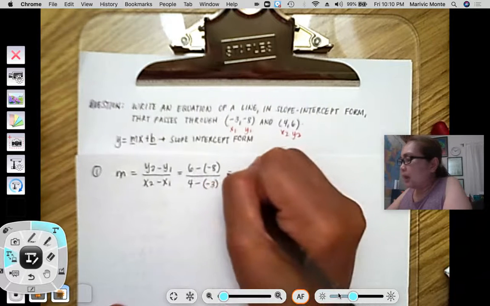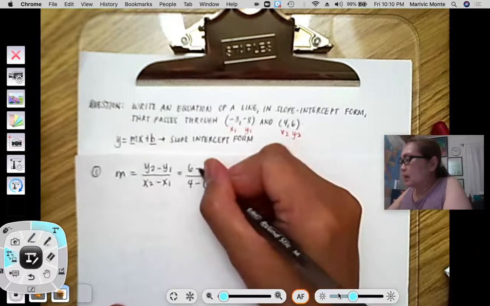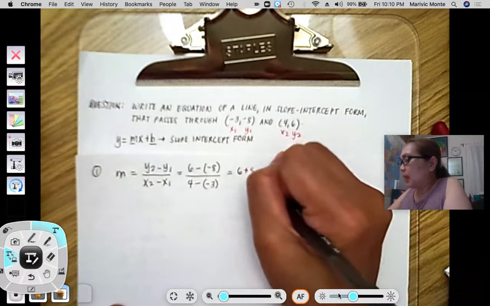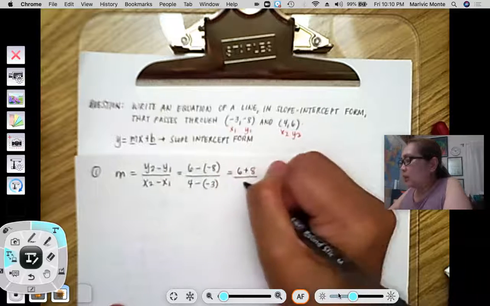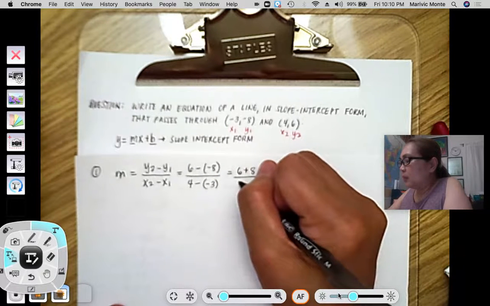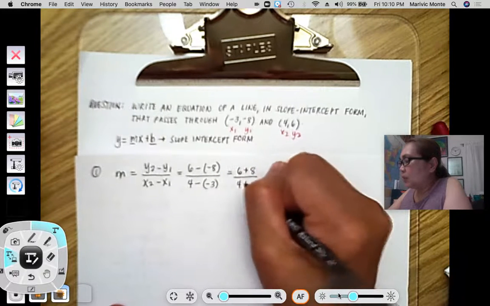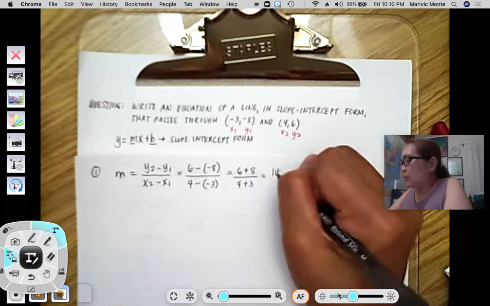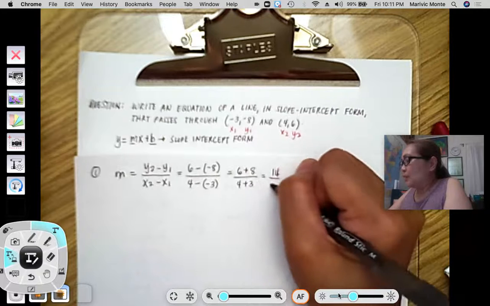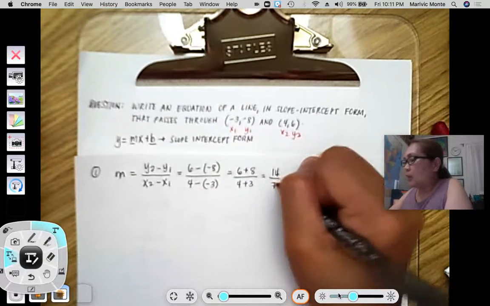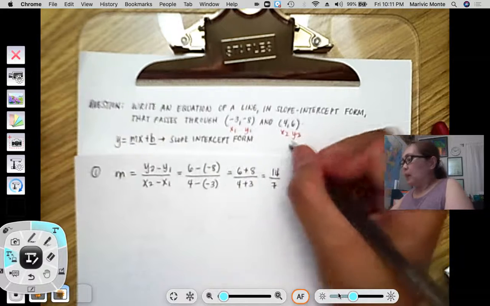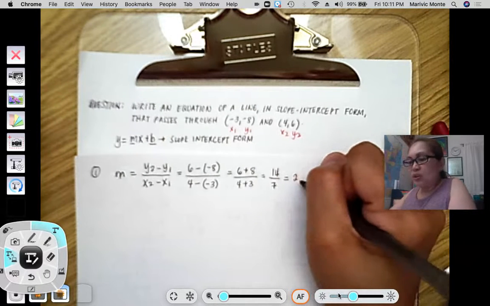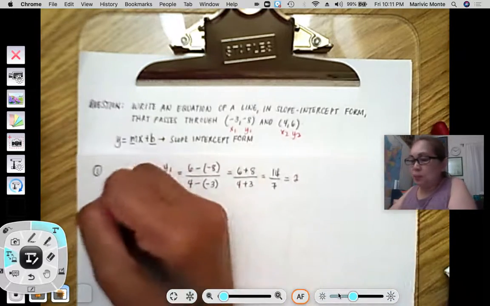And simplifying, this becomes a plus. So we have 6 plus 8, and those two negatives also become a plus, so 4 plus 3. Simplifying, 6 plus 8 is 14, and 4 plus 3 is 7, so over 7. And therefore, 14 divided by 7 is 2. So our slope is positive 2.